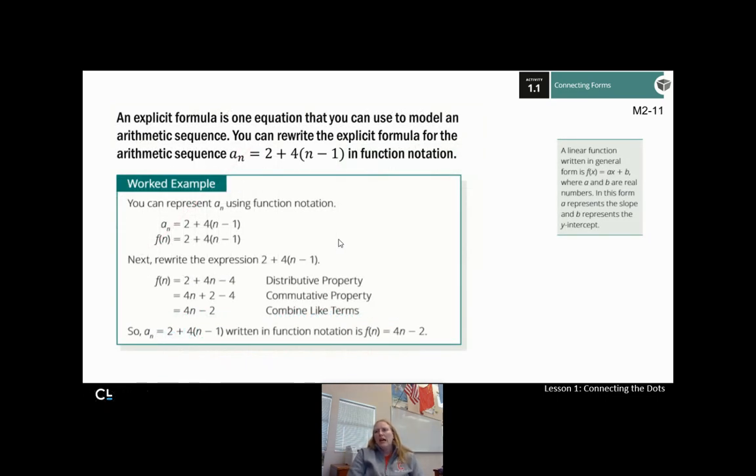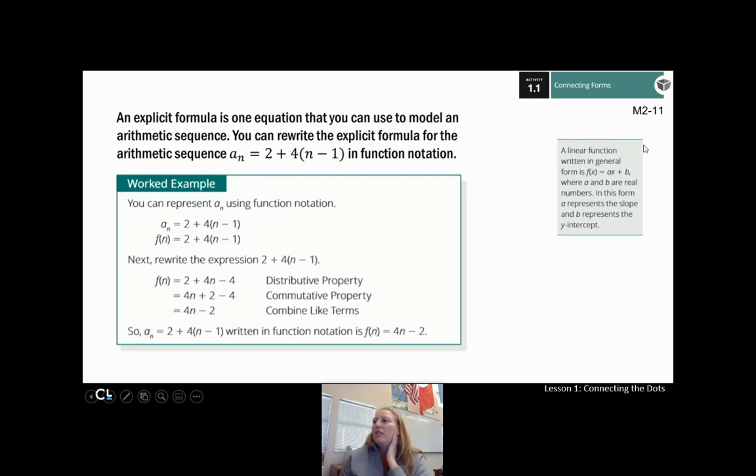So we were just saying that our sequence equation didn't quite match what we ended up with when we wrote our y-intercept equation, right? Our slope-intercept equation for our line. And why did they not look the same? So it turns out an explicit formula is one equation that you can use to model an arithmetic sequence, but you can rewrite the explicit formula for the arithmetic sequence in function notation. Yes, we can. So here we go.